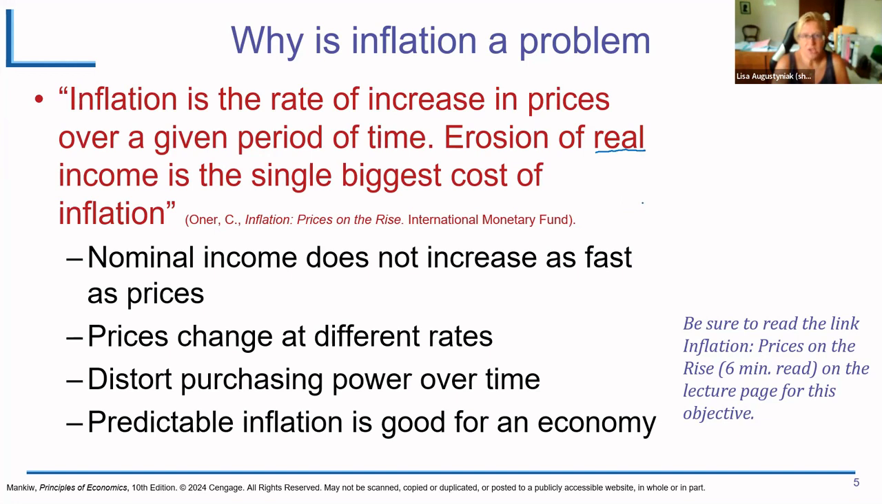Those individuals on cost of living adjustments like Social Security do get an increase in their benefits, but it tends to lag inflation. So are they really better off? Although they'll think they are, the inflation fallacy, they're not. Prices do change at different rates. We're going to get into this in the next objective when we talk about some of the problems associated with inflation. It distorts our purchasing power over time, in terms of spending more money on things like rent, groceries, and so on.